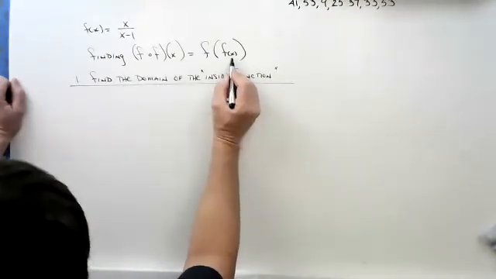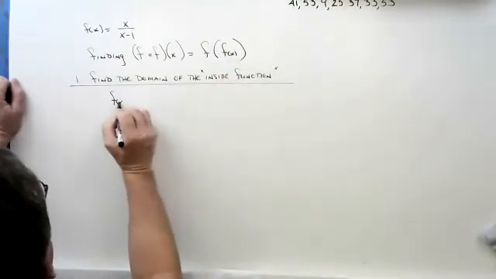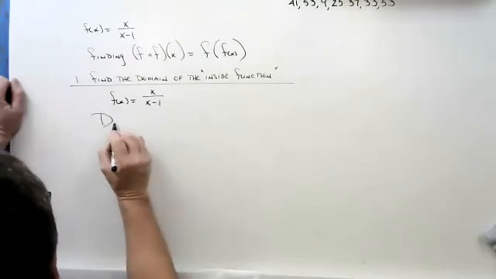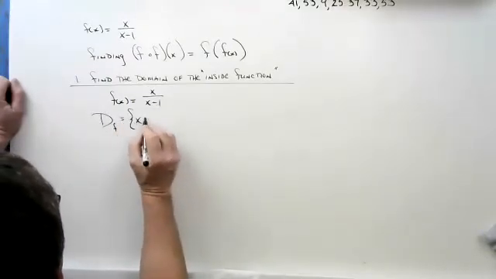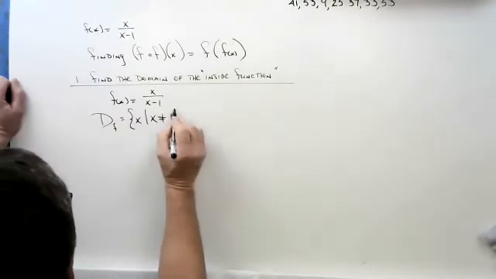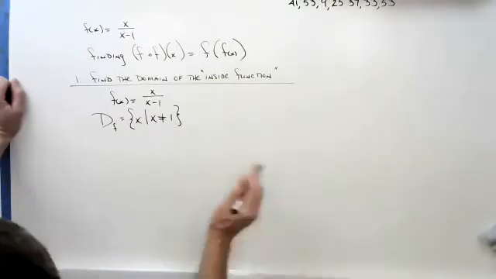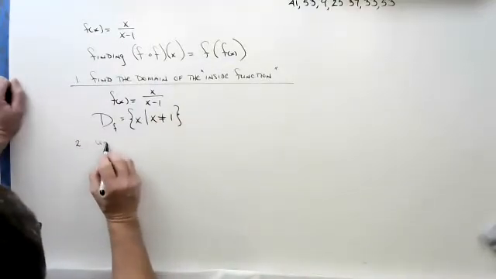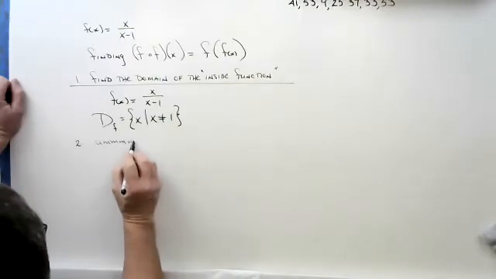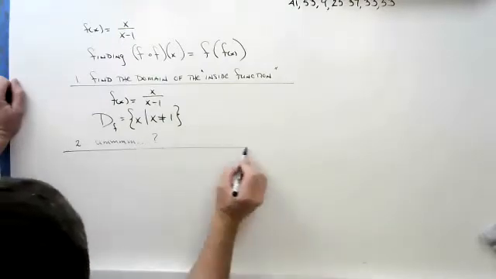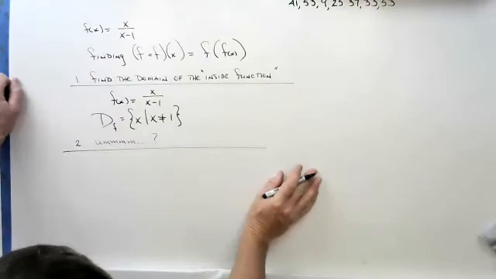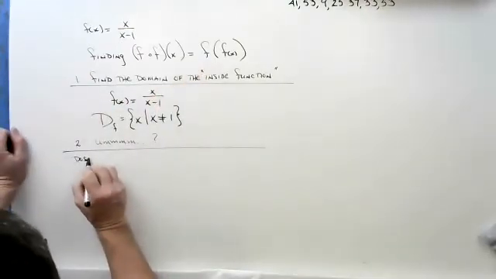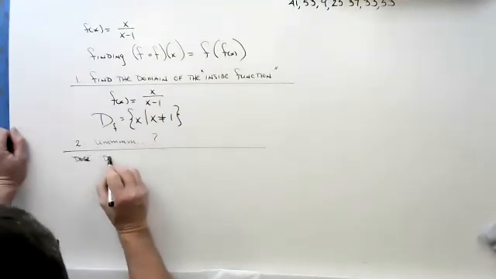So inside is f of x, right? So f of x is x over x minus 1. So the domain of that is x can't be 1, right? Now that's it for step 1. Step 2 is our step. Now we start with a question. Does the outside function have any issues?